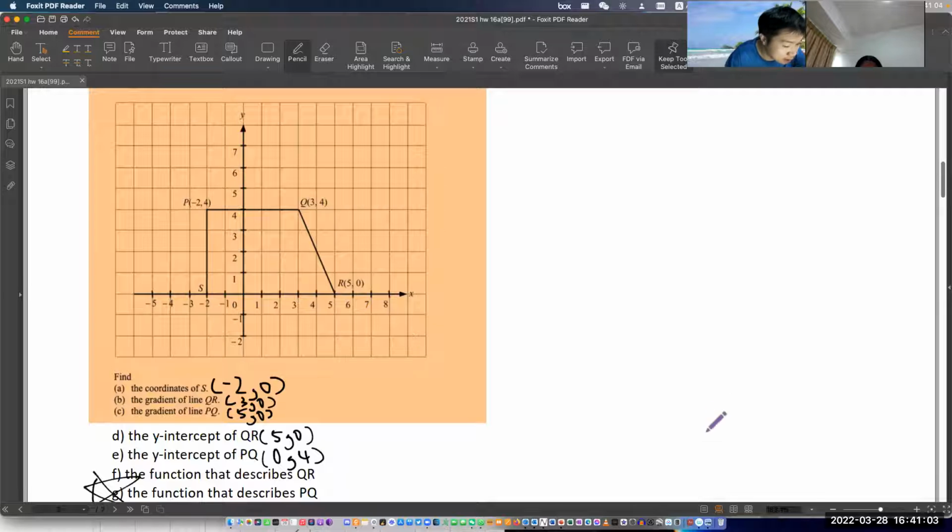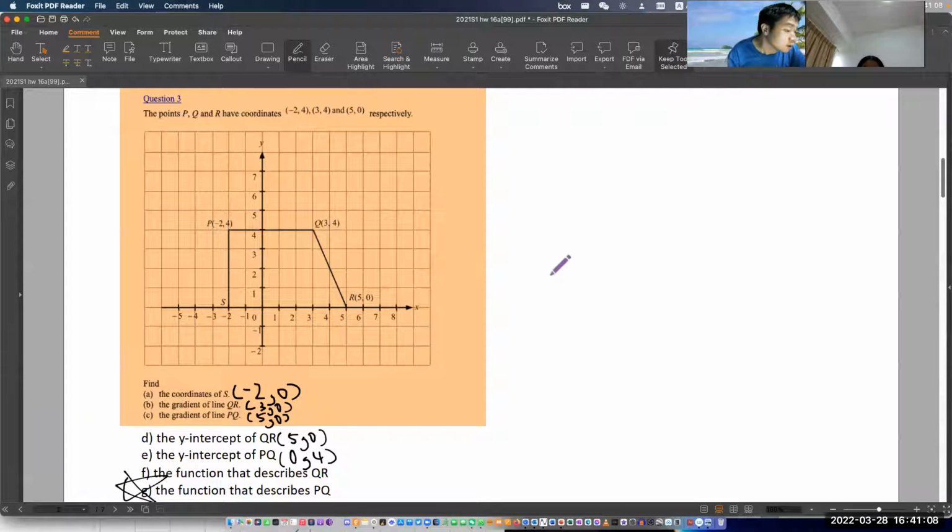This question is from one of my students. So she's doing this already. The coordinate of S, so coordinate of S here. Okay, very good. And then the gradient of line QR. So the gradient is M. So gradient of QR.